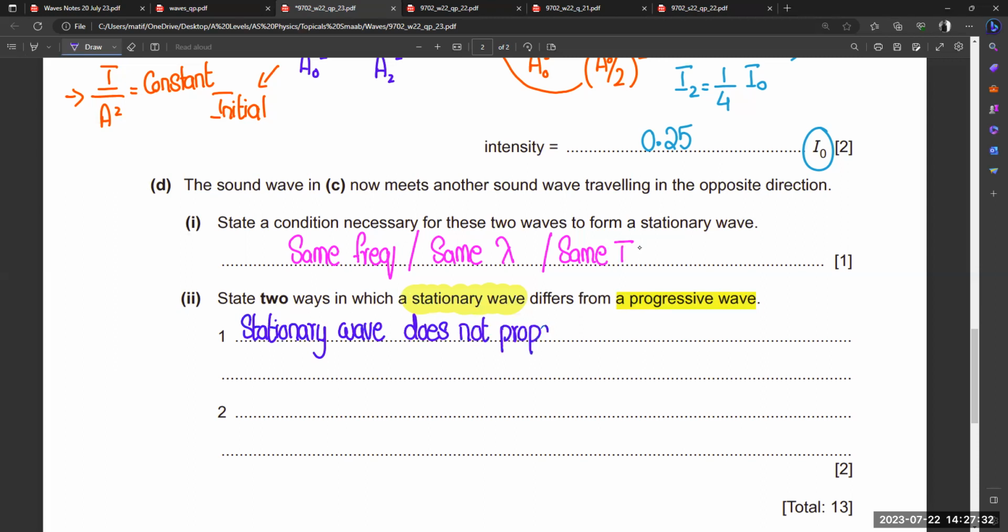And in the stationary wave, I think there's something to do with the phases as well. Yes, it may be the same concept. So the first point is that a stationary wave does not propagate energy. If we are talking about the progressive wave, the progressive wave transfers energy.